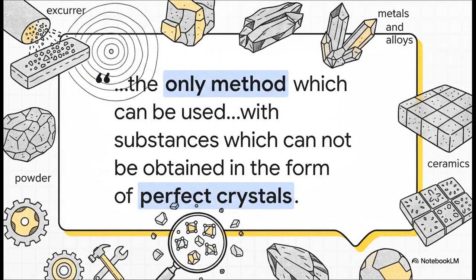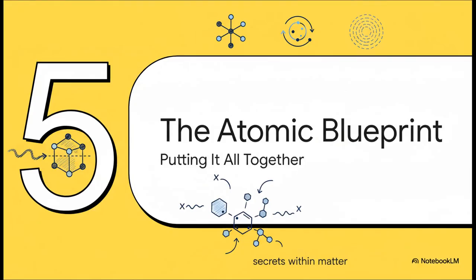And this quote from the source really nails why it's so important. For tons of real-world materials, we're talking metals, ceramics, minerals, things that just don't form big, pretty crystals, the powder method is the only way to figure out their atomic structure. It is the indispensable workhorse of materials science. So, there you have it. With these three tools in our kit, the Laue, the rotating crystal, and the powder methods, we have everything we need to uncover the secrets hidden deep inside matter.